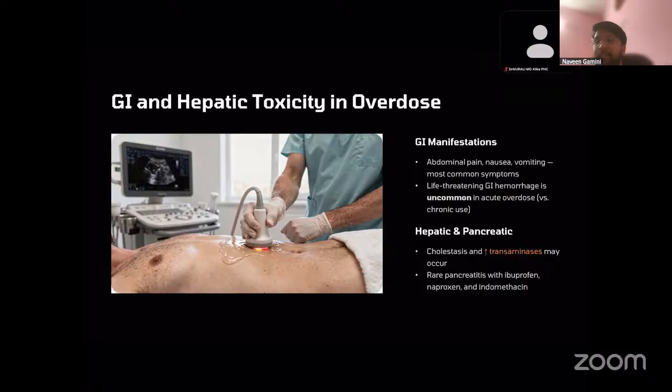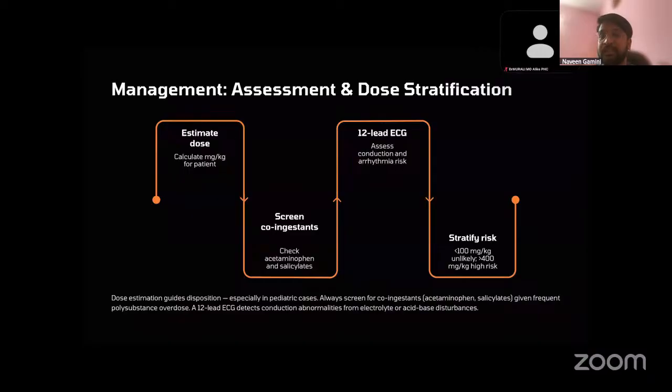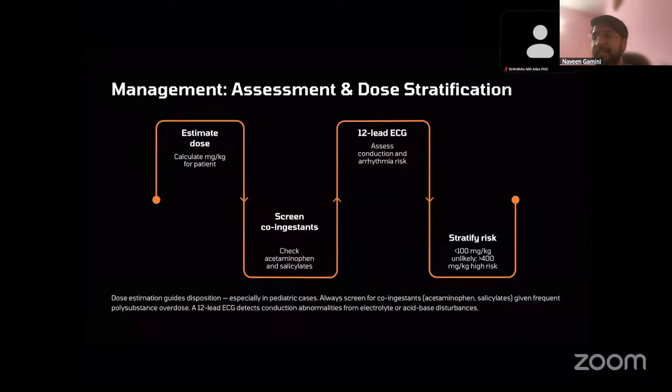And regarding hepatic and pancreatic toxicity, cholestasis and transaminase elevations can be seen, but pancreatitis is rarely documented with ibuprofen and indomethacin. So pancreatitis can also be seen in acute overdose. Regarding the management, first we need to calculate the estimated dose, that is mg per kg, how much the patient took. Then, as in every toxicology case, we need to screen for co-ingestions, that is acetaminophen and salicylates. Then also take a 12-lead ECG to assess conduction abnormalities and dysrhythmias.